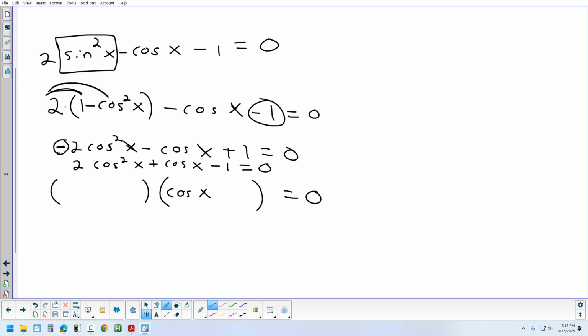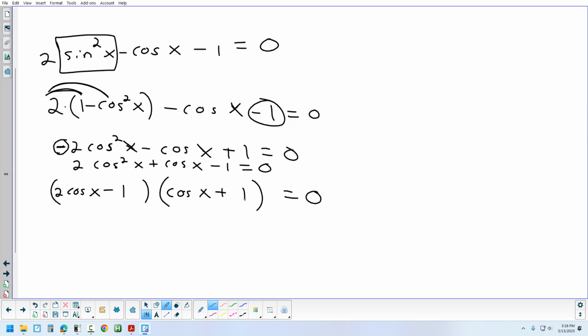Now, what would we put for our first term? 2 cosine x. Yep. So now we've got that. What about my signs in the parentheses? Positives, negatives, or one of each? One of each. Mm-hmm. So you're going to need one of each, and 2 numbers that multiply to give you 1. Negative 1 and 1.